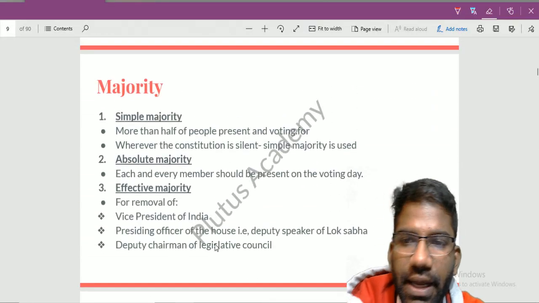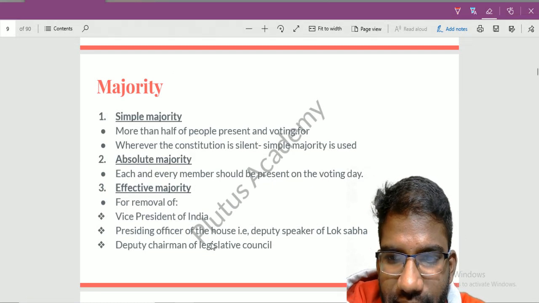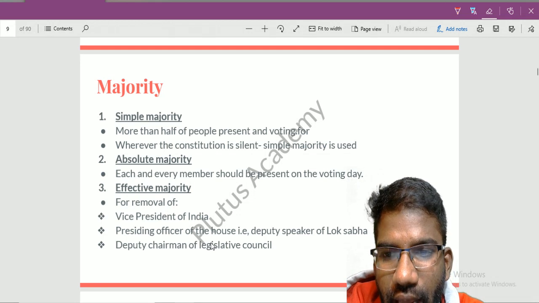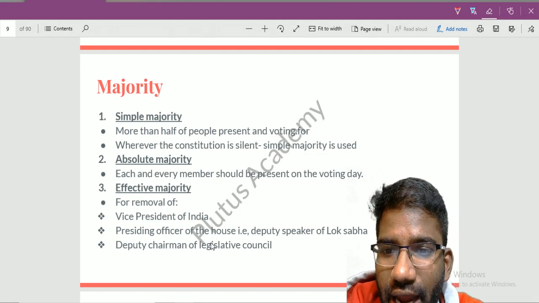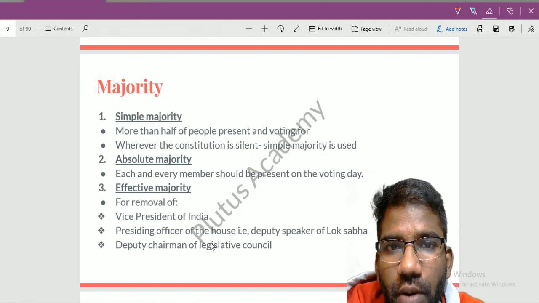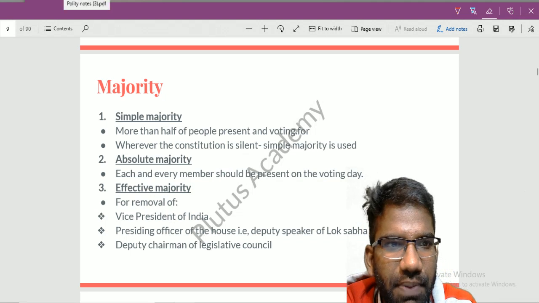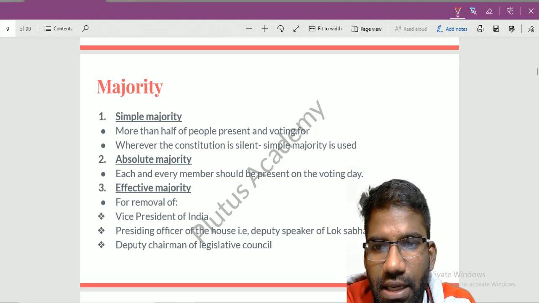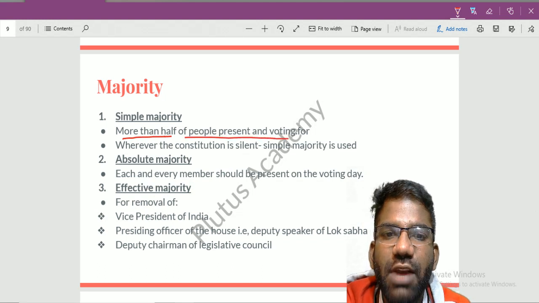Hi friends, in last class we discussed about majority. We discussed about simple majority and absolute majority. Let us have a revision about simple majority and absolute majority before moving ahead. What was simple majority? Simple majority clearly suggests that more than half of the people present and voting.